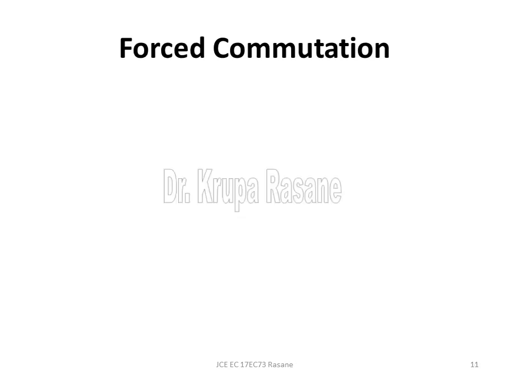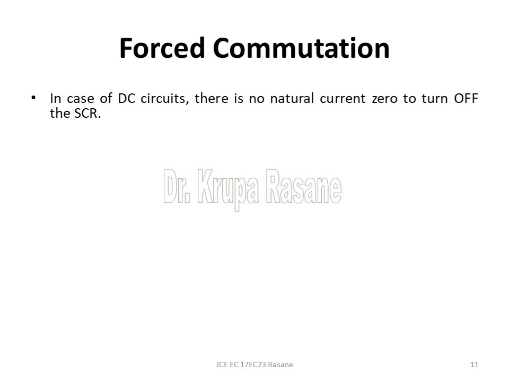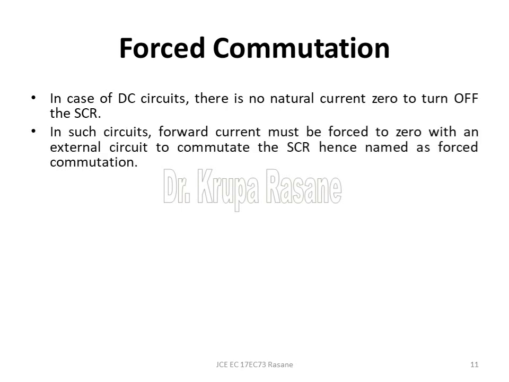Then what is forced commutation? Obviously, if the input is not AC and is DC, the input cannot turn off the SCR because the input doesn't become negative at any point of time. So in DC circuits, there is no natural current zero to turn off the SCR. In such circuits, the forward current must be forced to 0.